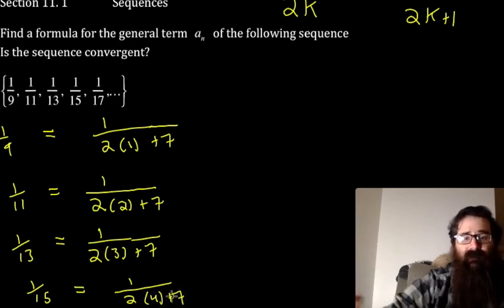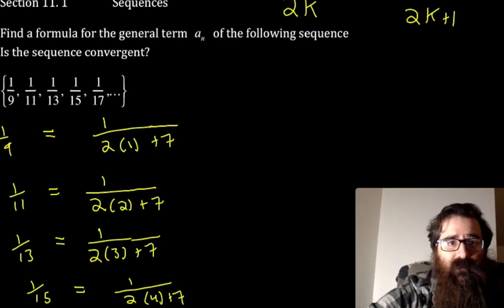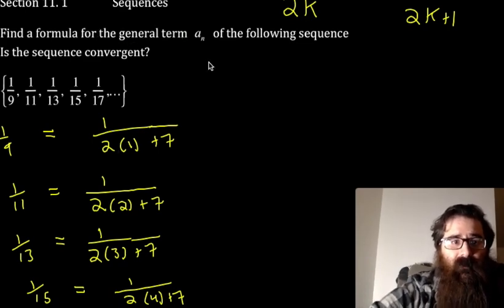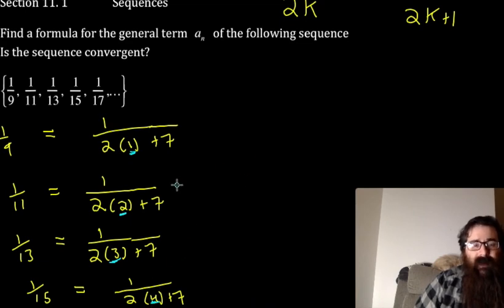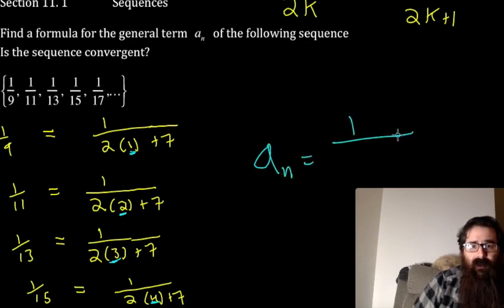And I want you to notice in particular, let me highlight this, that I'm referencing this subscript in my formula. A sub 2, and there's where the 2 is. A sub 3, and there's where the 3 is. A sub 4, and there's where the 4 is. So then I can say, how does this look in general for any term a sub n? We could say a sub n is equal to 1 divided by 2n plus 7.